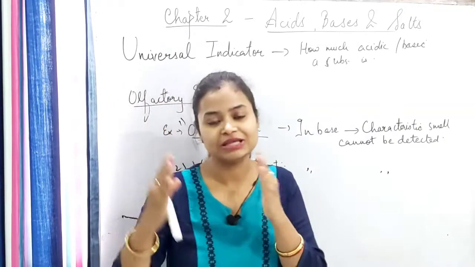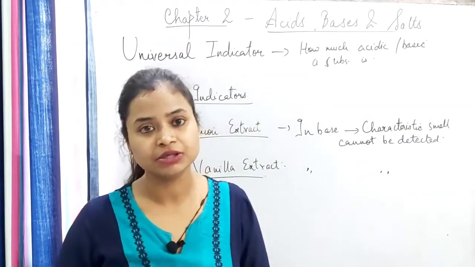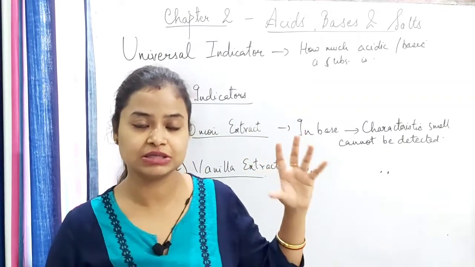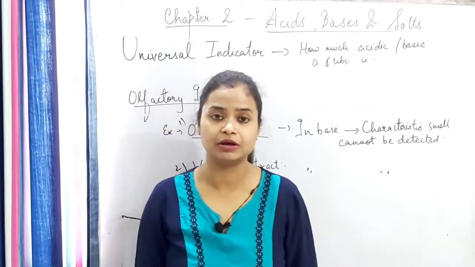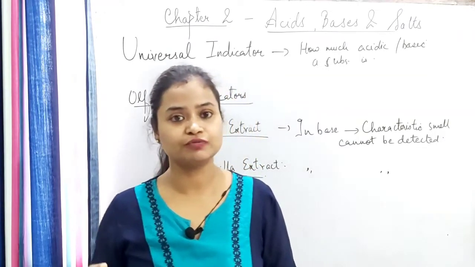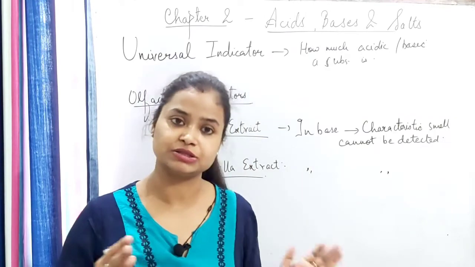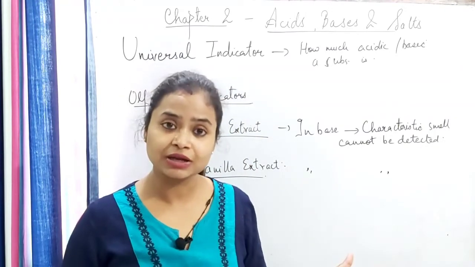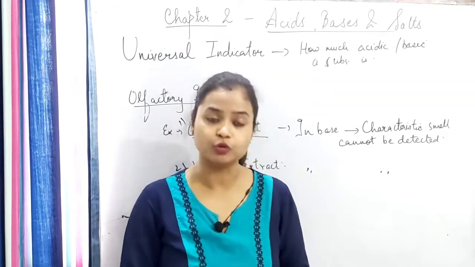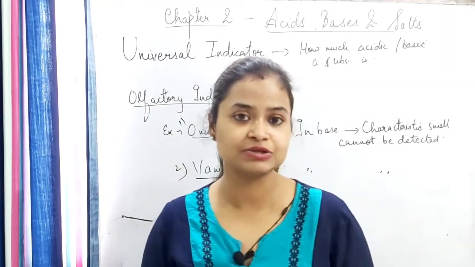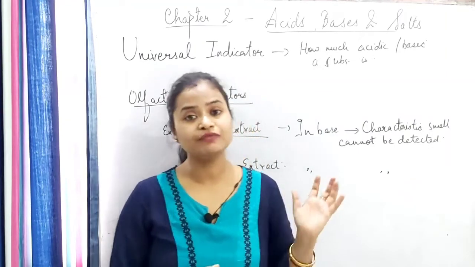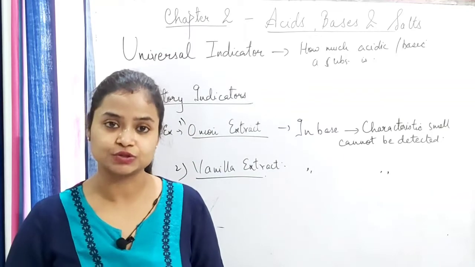Okay, so we have seen the different types of indicators. The indicators in the table which we have seen were helping us find out whether the given substance is an acid or a base. Universal indicator helps find out how much acidic or basic it is, and both the normal indicators as well as the universal indicator change color to detect that, whereas olfactory indicator is related to the sense of smell.